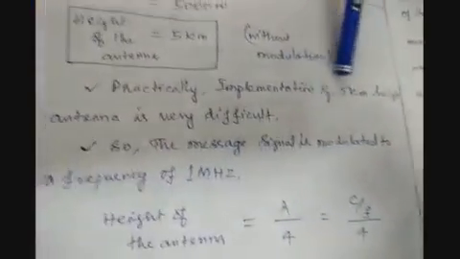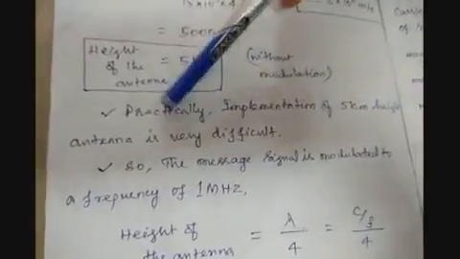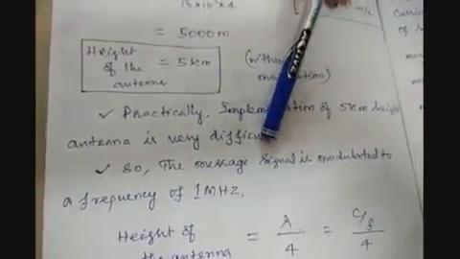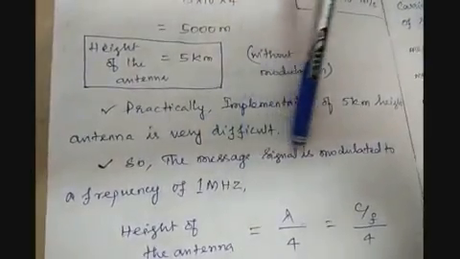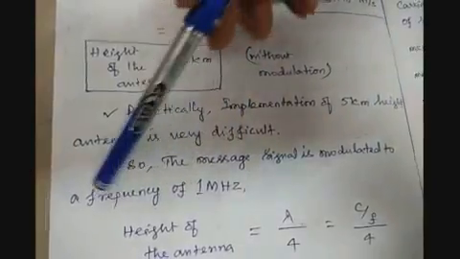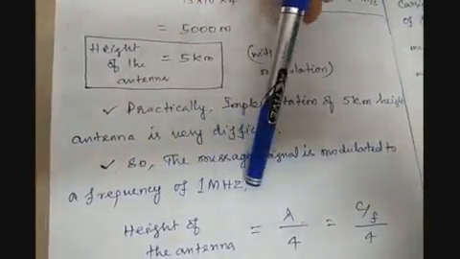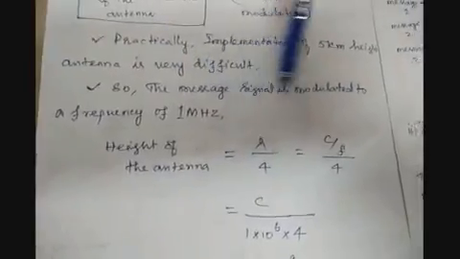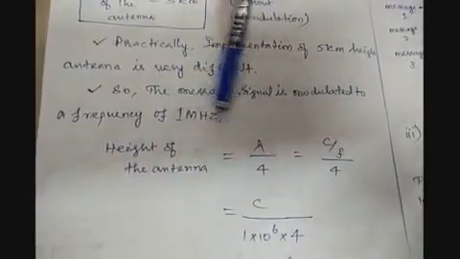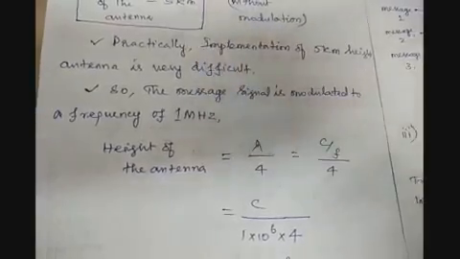Practically, implementing a 5 kilometer antenna height is very difficult. So we need modulation. Suppose we use modulation, then the message signal is modulated to a frequency of 1 MHz instead of 15 kilohertz.